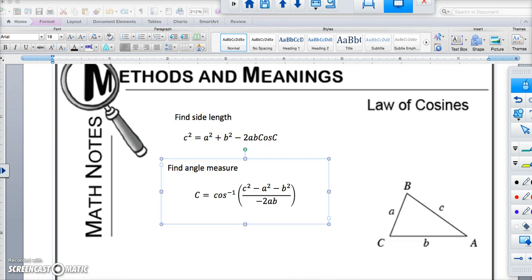And I want you to make sure that you have both of these formulas written down in your learning log. This is law of cosines used to find side length. This is law of cosines used to find angle measure. And make sure that you know you can relabel the triangle to match the formula.